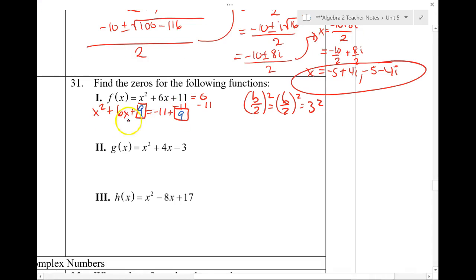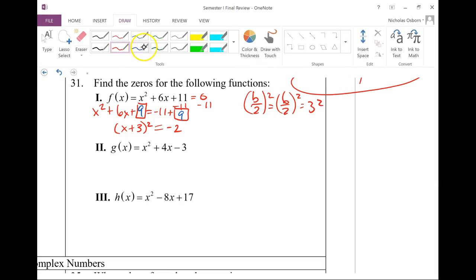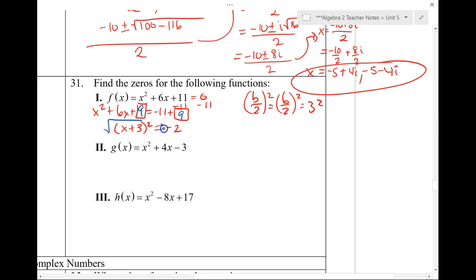And factor out the first one, and I know this will factor out to x plus 3 squared. Okay, and if you want to know how that goes to that, do the magic x. Okay, and then add up the other side. Negative 11 plus 9 will be negative 2. And now we're going to use the square root method here. Just take the square root of both sides.